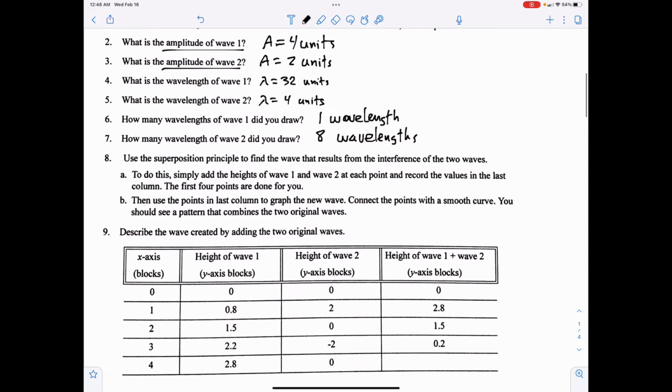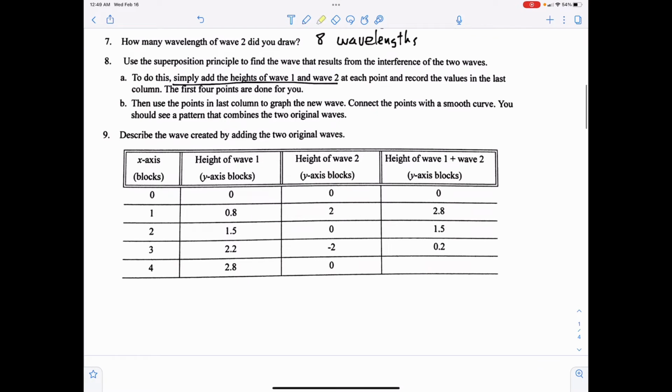Okay. Now, part 8, we're going to use the superposition principle to find the wave that results from the interference of these 2 waves. To do this, you're simply going to add the heights of wave 1 and wave 2 at each point to get this right here, which is wave 3. It's going to be the height of wave 1 plus wave 2. Notice how it's done already.